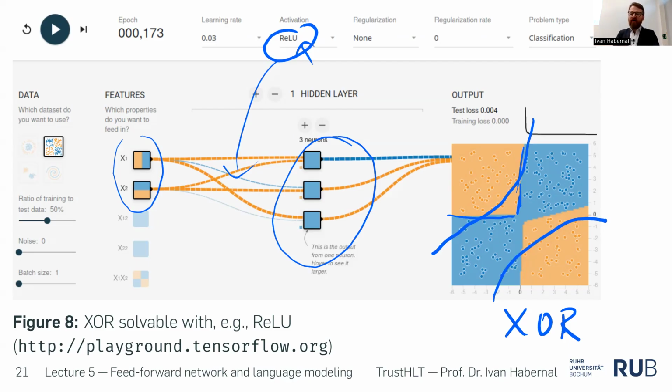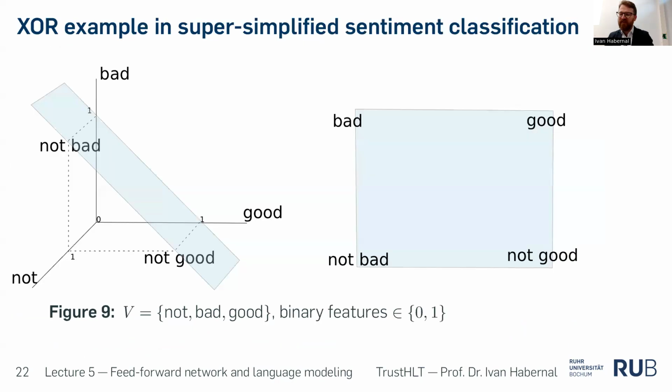So is XOR relevant in NLP? That's a good question. I have a very superficial example here, but why not? Let's say we have a binary movie reviews problem, with a vocabulary of size 3. So this should be a 3-dimensional space, and the binary features have values 0 and 1.